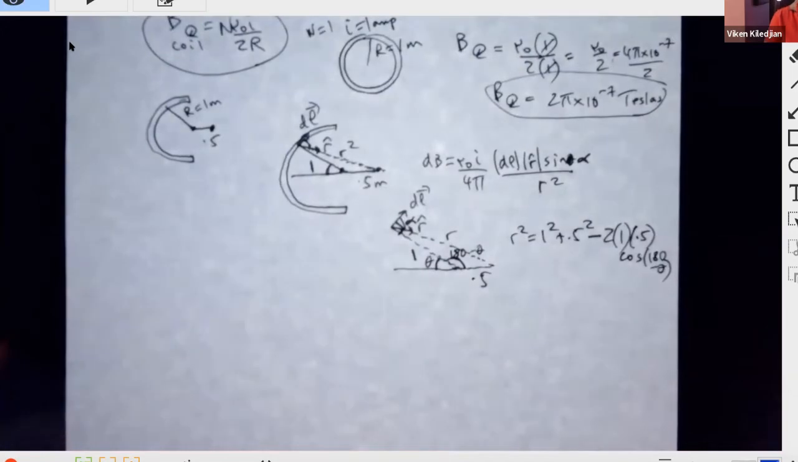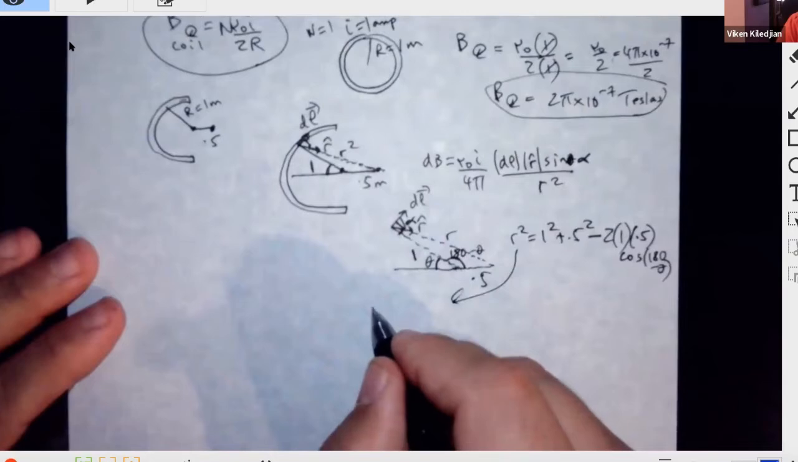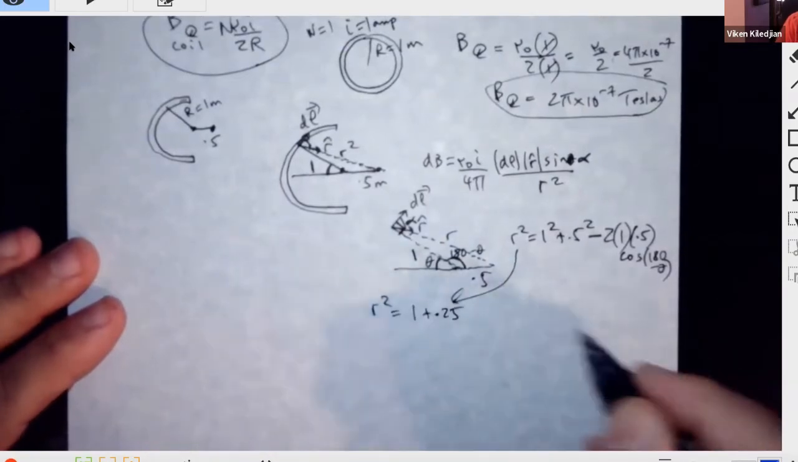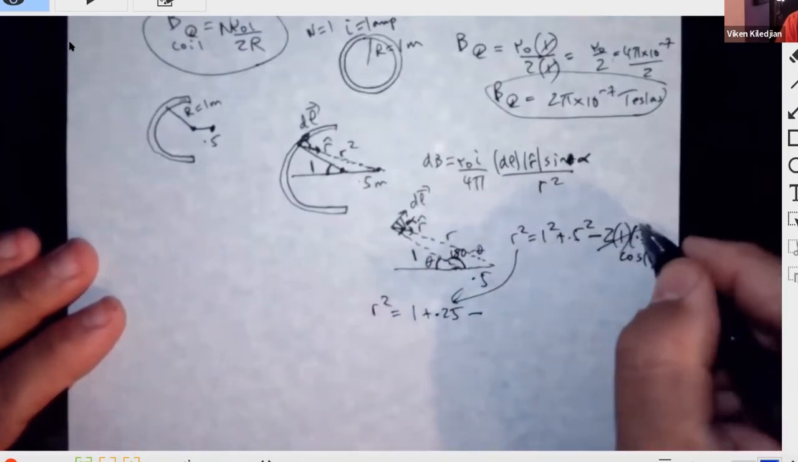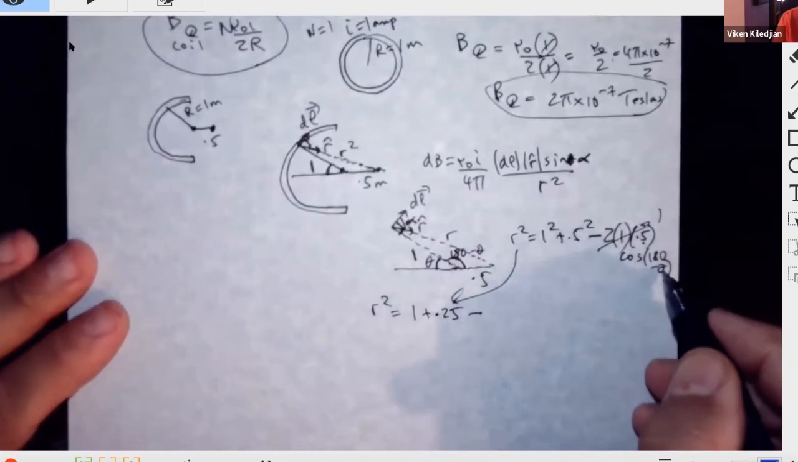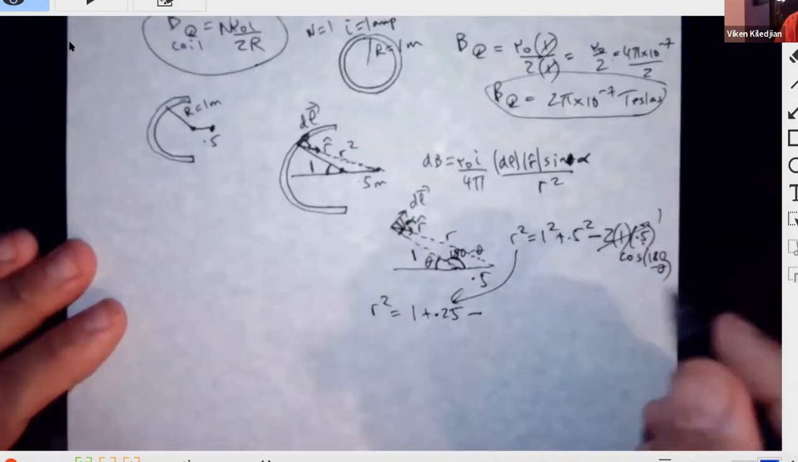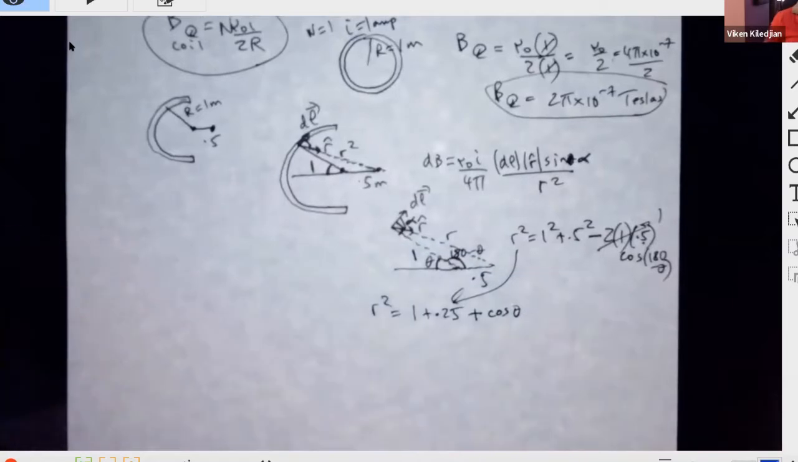Law of cosines again. All right, so then you're going to have here R squared is going to equal 1 plus 0.25 minus 2 times 0.5, so that's just 1, times cosine of 180 minus theta. Cosine of 180 minus theta is negative cosine theta, right? So this becomes positive cosine theta.